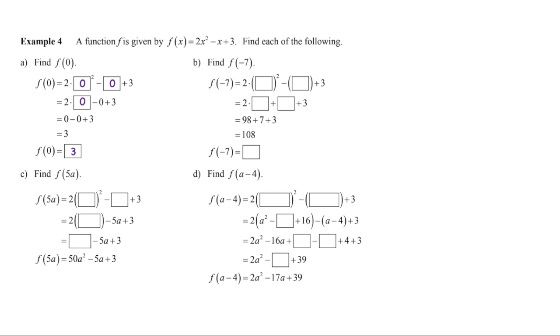Let's do the same for f of x, with x being negative 7. Everywhere I see x, I'm going to substitute it with negative 7. So negative 7 squared minus negative 7 plus 3.